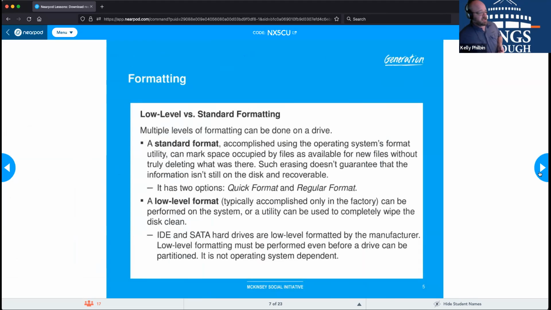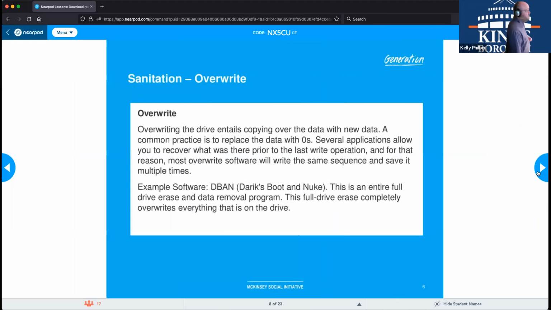All right, next we have sanitation. And this is basically like what Oscar was just describing. What it does is it repeatedly overwrites the data on the drive so that it is not recoverable. So it writes over the whole drive with zeros, then passes again with ones, and passes again with zeros. And it keeps doing this, however many passes you let it go.